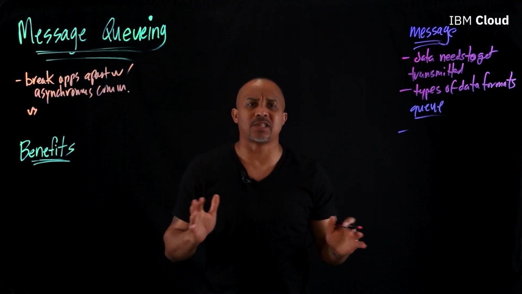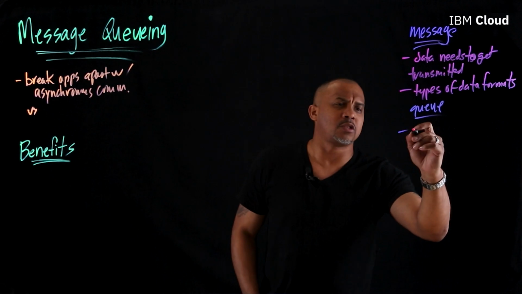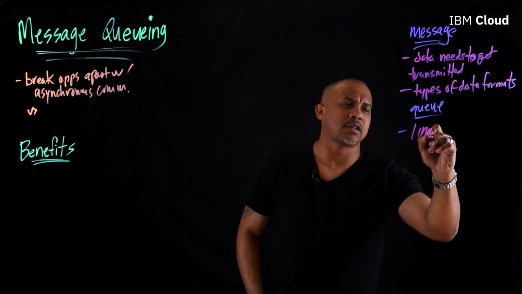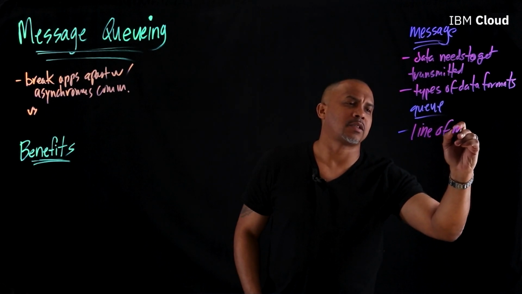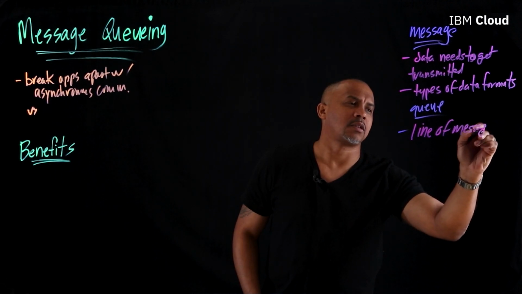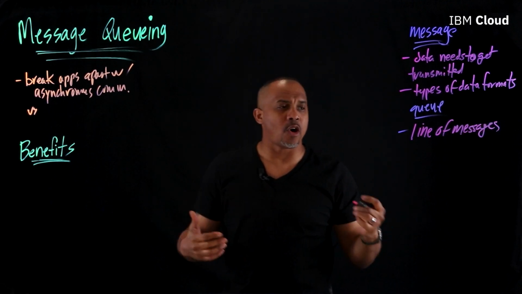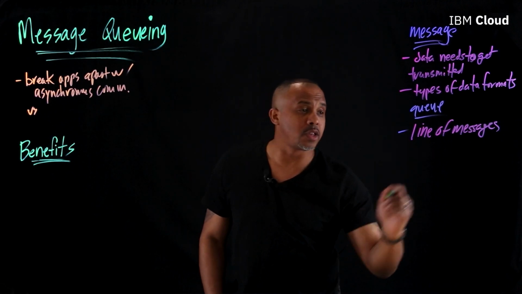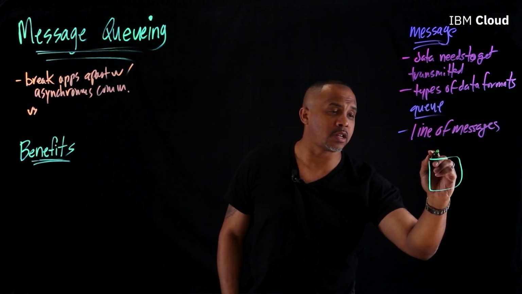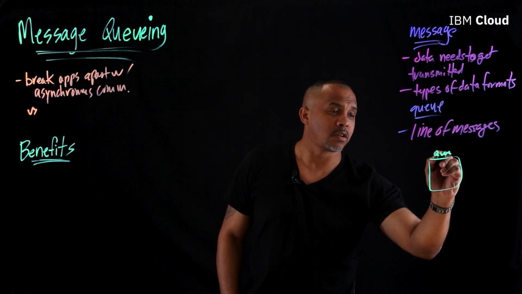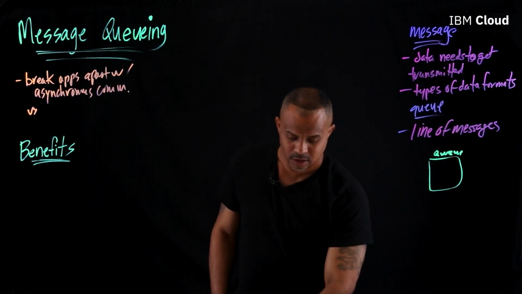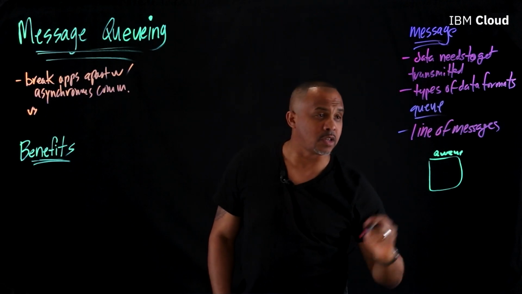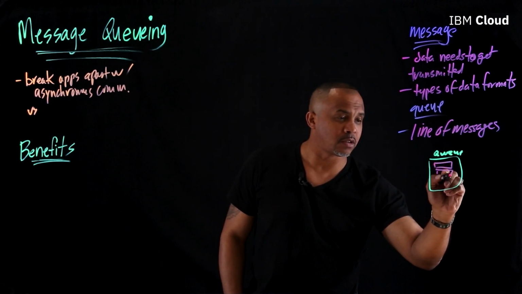Let's talk about the types of messages that occur. So we've mentioned queue, which is a line of messages. If I were to draw this out from this perspective, let's do it this way. Let's take this green as the queue. And then let's say that each one of these is going to be an actual message.